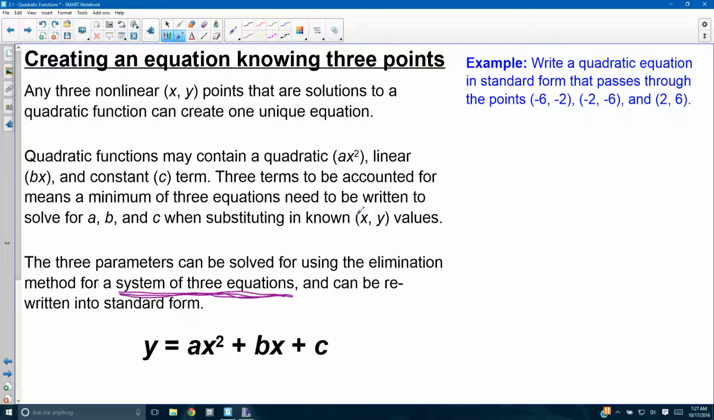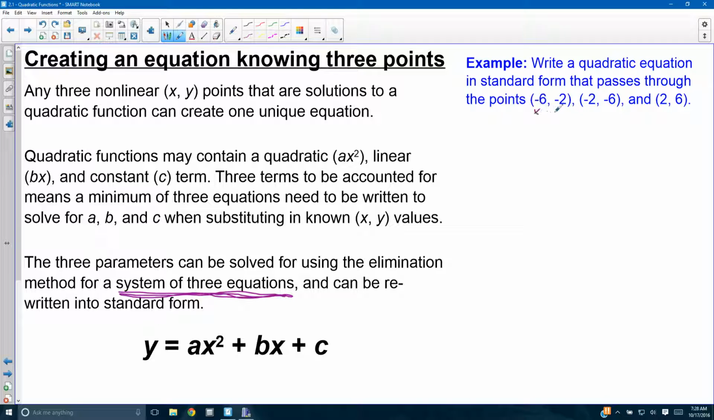That's when knowing we have 3 x, y values, the 3 parameters can be solved for using the elimination method for a system of 3 equations, and it can be rewritten into standard form. So let's see what the heck I meant there. Write a quadratic equation in standard form that passes through the points negative 6, 2, negative 2, negative 6, and 2, 6. Got kind of clever with you there, didn't I? A lot of 6s and 2s.